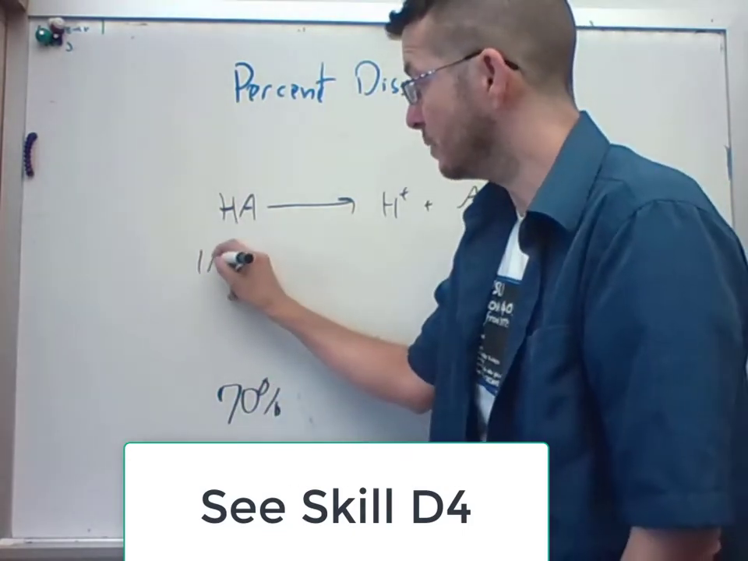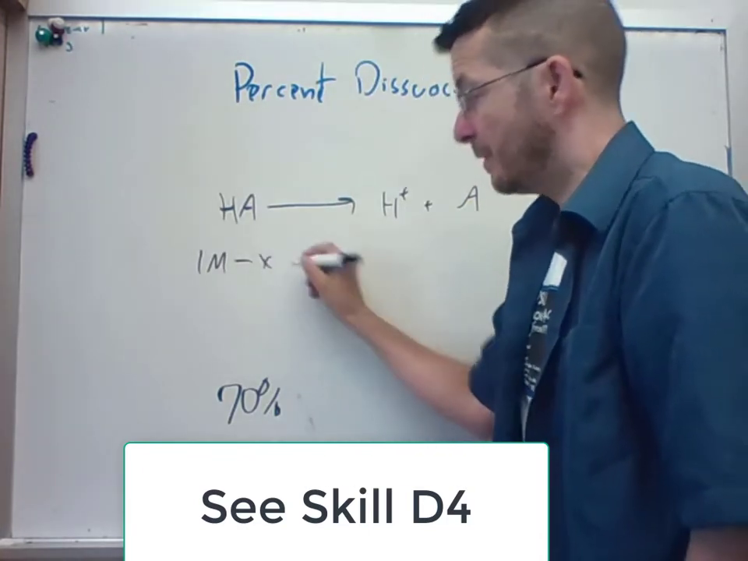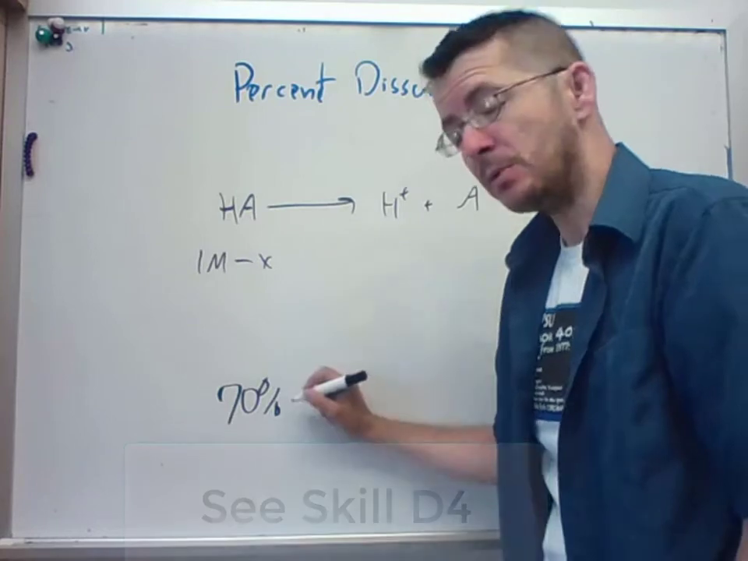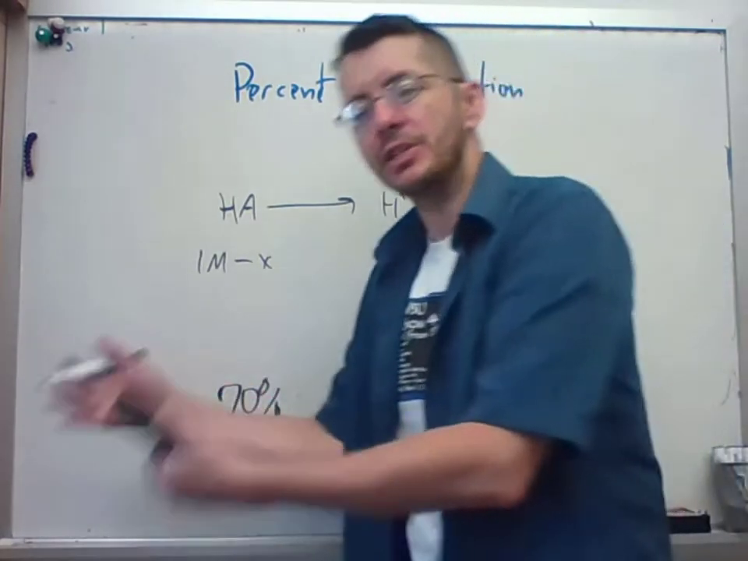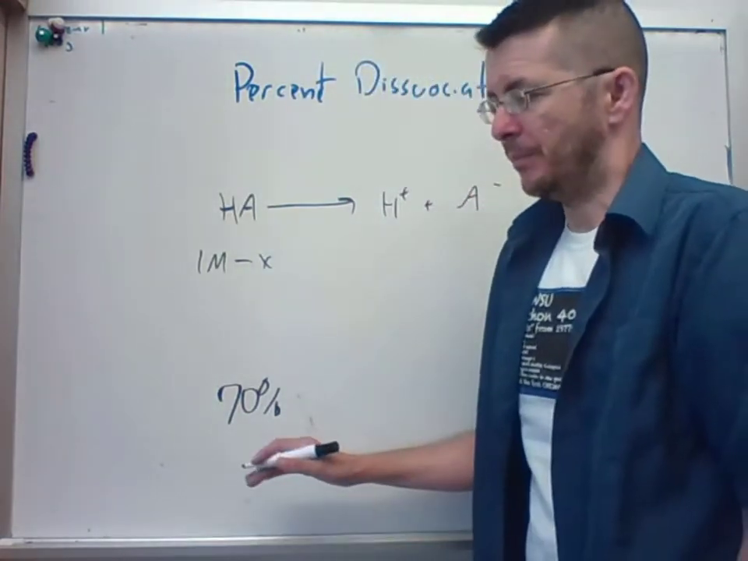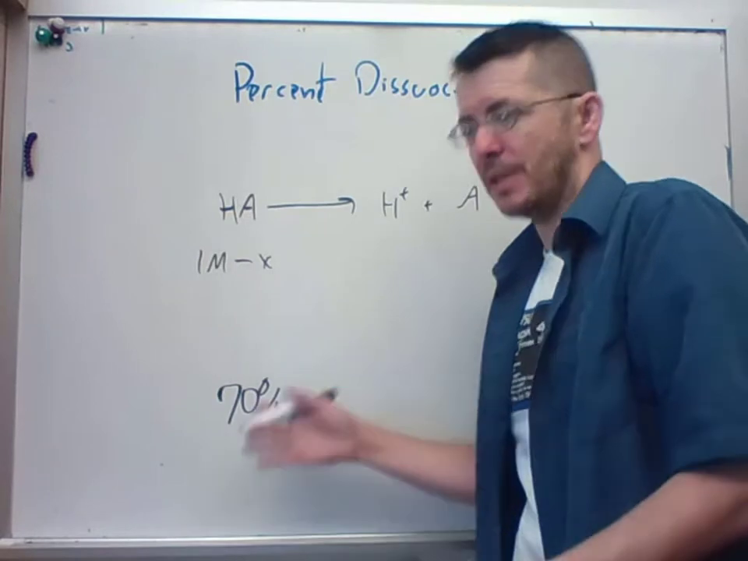So if this was originally 1 molar, we would lose some, right? But they've just told us that it is now 70% its original amount. We now know how much is left. Right? And so it doesn't really matter what our starting condition is then. We know that at the end, there's 70% of it.